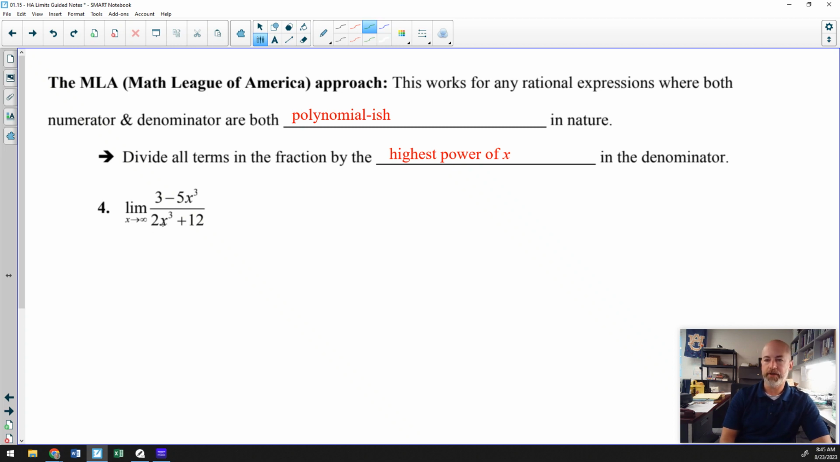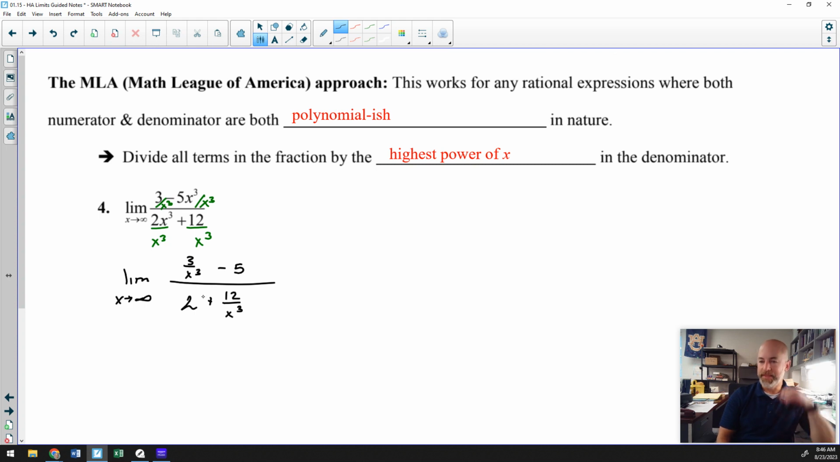So if my denominator has an x cubed, and that is it, I'm going to divide every single term by x cubed. Divide by x cubed, squeeze a divide by x cubed here. And then I will reduce each one of those. So I have the limit as x goes to infinity. The numerator, 3 over x cubed, does not reduce. The 5x cubed over x cubed is just negative 5. 2x cubed over x cubed is 2. And 12 over x cubed does not reduce.